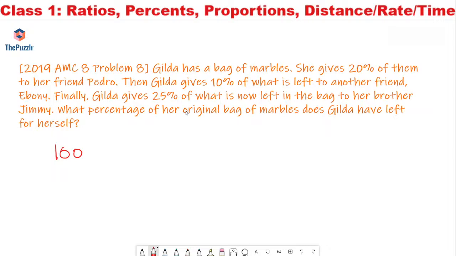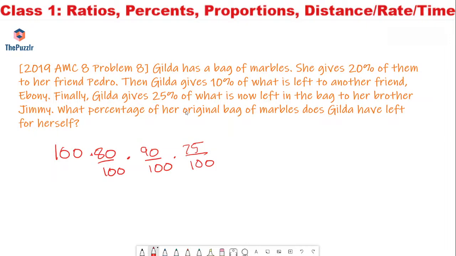It's going to be super easy because, for example, if she has 50 marbles out of 100 in the beginning, that's just 50%. Let's see. So she gives 20% of her marbles to her friend Pedro. If she gives 20% away, then she has 80% left over. Now, the number of marbles that she has left, she gives 10% of them away to another friend, Ebony. If she gives 10% of this number away, then she has 90% of this number left. Finally, she gives away 25%. Well, 25%, that's just 75% left for her, or 75 over 100.